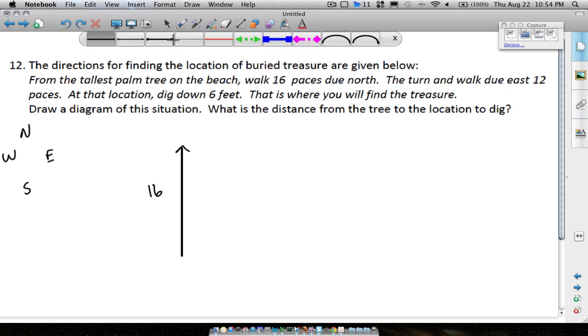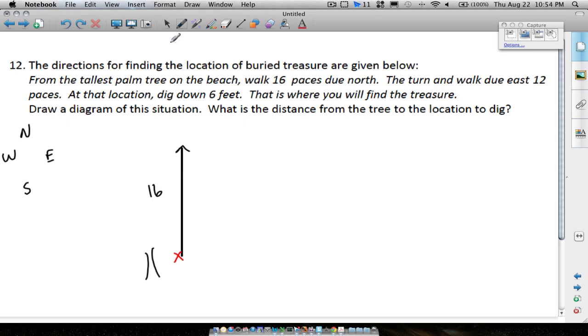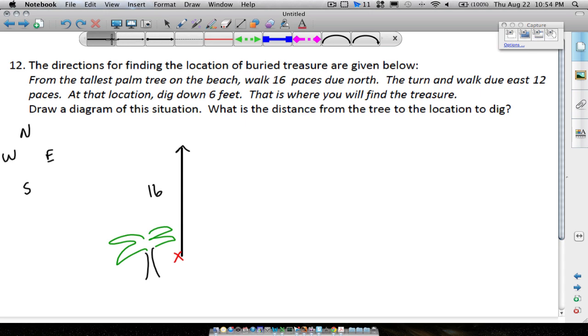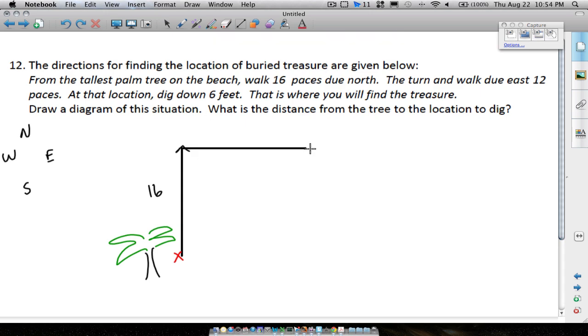So what we're going to do from there, again, we started right here. That's not where the treasure is. That's where we start from. This is the palm tree. Not the best artist, but hey. There's our palm tree, 16 paces north, and then we're going to turn and walk due east 12 paces. So turning directly to the right, making a right angle, and we're going to walk 12 paces due east. And then at this location, we're going to dig down 6 feet.